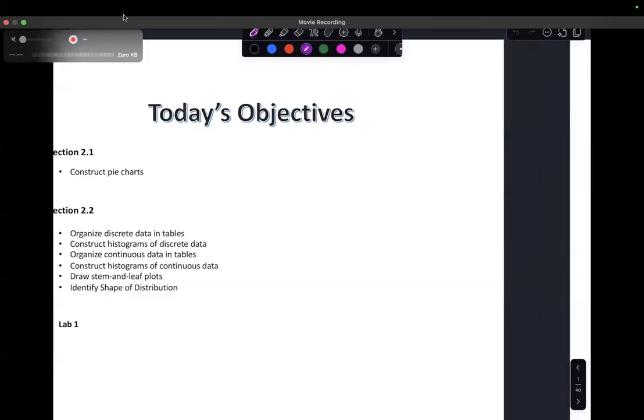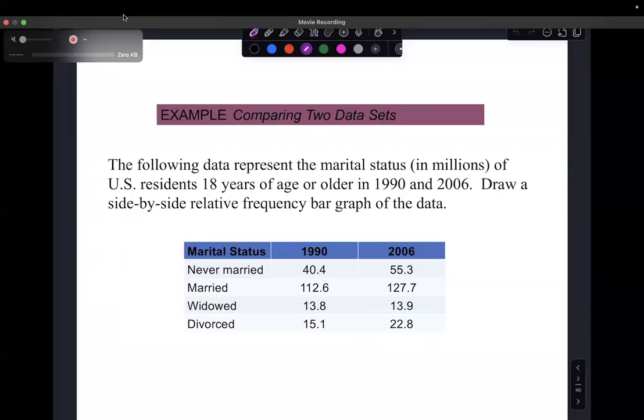Now I'm going to move on. Okay, so we're starting with discrete data. This discrete data is in millions. So the never married in 1990 is 40.4 million. Technically it's still discrete, but because it's huge numbers, it looks like it's continuous. We're going to compare two data sets here. We're going to create a side-by-side bar graph, and hope my cat quits attacking my arm.